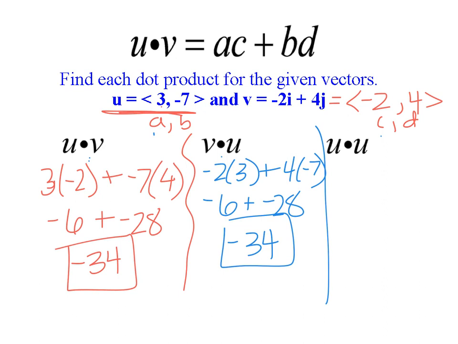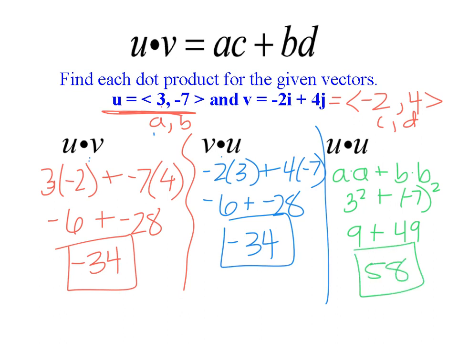And then u dot u is basically just saying we're going to do the vector 3, -7, and dot product that with itself. So essentially what that means we're going to do is just a times a plus b times b, because you're just doing it by itself. So 3 squared plus -7 squared, so you get 9 plus 49, which is 58.